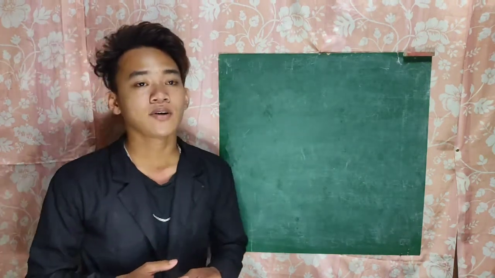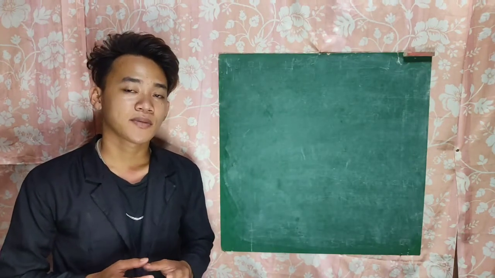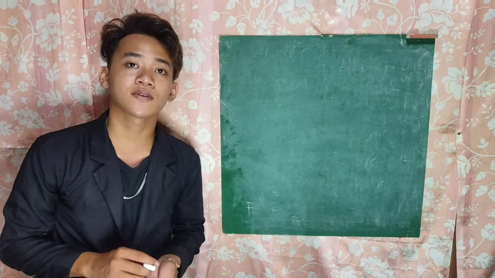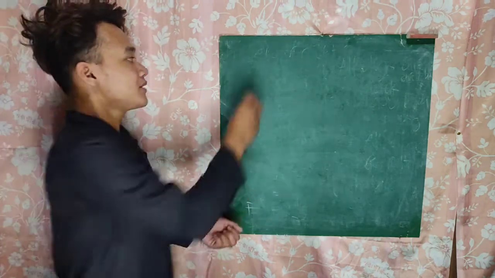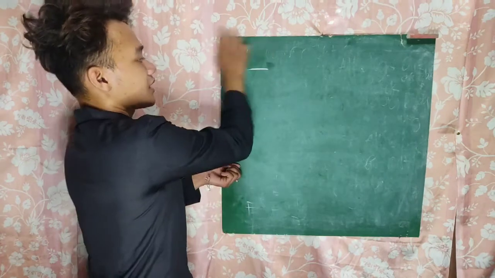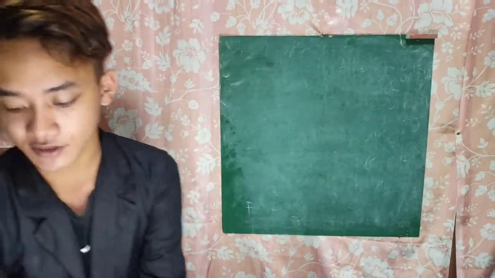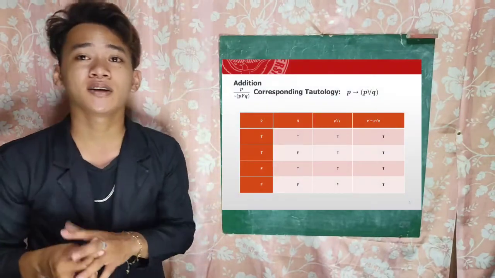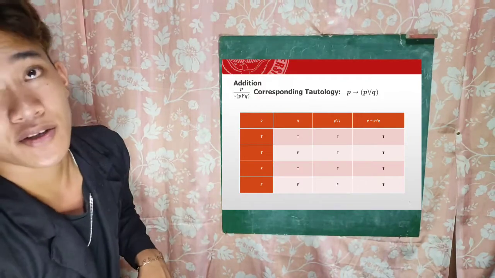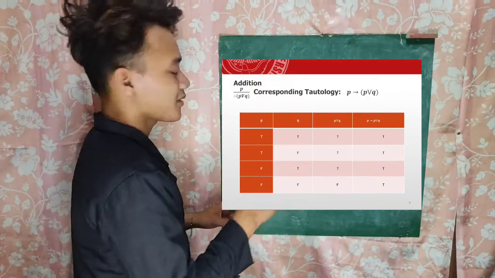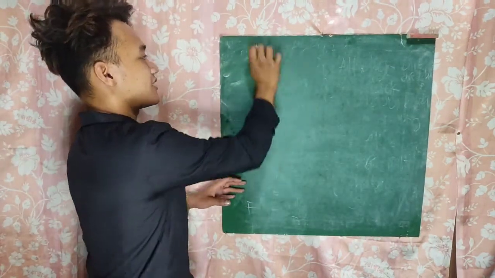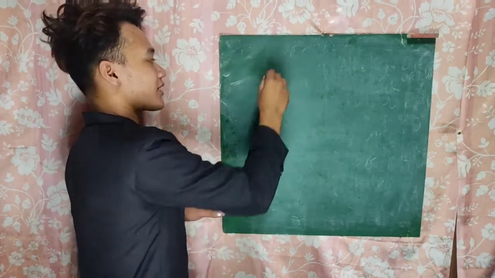As you may know, our topic for today is the truth table for rules of inference. We have the first rule of inference, addition. I will be showing you the PowerPoint directly because it is too much hassle to write it. The corresponding tautology would be P implies P or Q. I will show you some tips on how to determine the "and" and the "or" only.